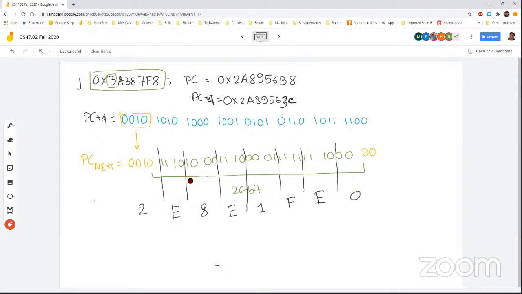Professor, when we are given the PC address, is that the address of the jump instruction itself? Yeah, this is right. This is the immediate part of the jump instruction. Okay, thank you.